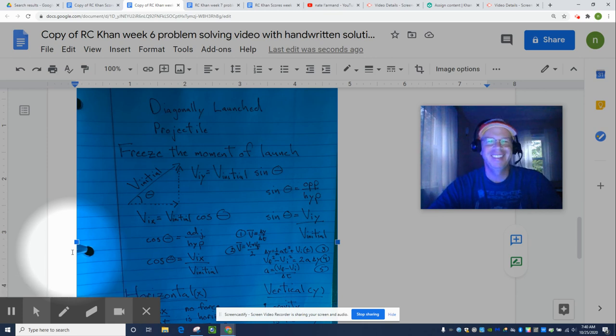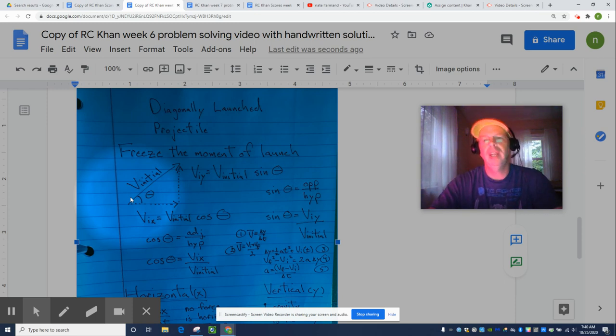I'd like to do a Khan Academy problem on a diagonally launched projectile. The key to understanding diagonally launched projectiles is freezing the action at the moment of launch and imagining the velocity of the projectile as the hypotenuse of a right triangle.